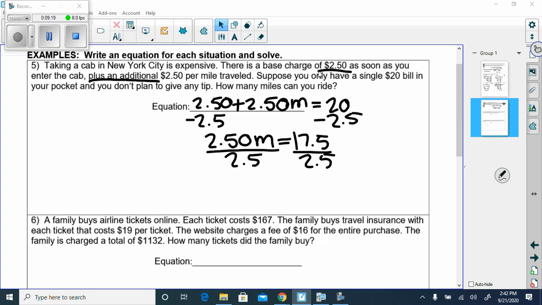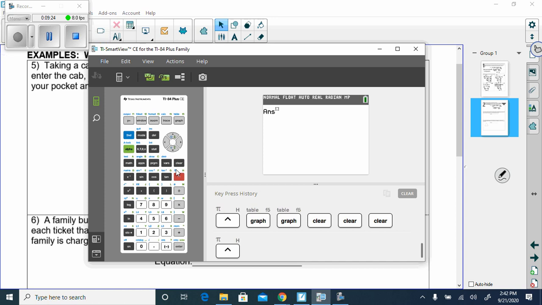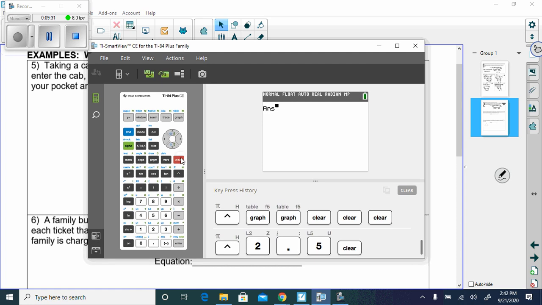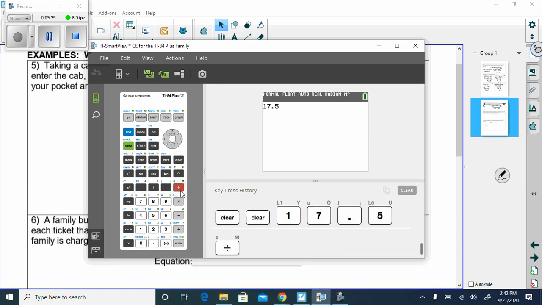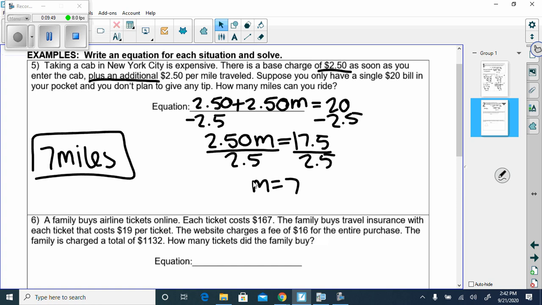Did it? Oh, maybe I typed in my 2.5. Is that what it was? Oh, that's in an exponent up there. So 17.5 divided by. Okay. So M equals 7. So that means that they can go. Good. Okay.